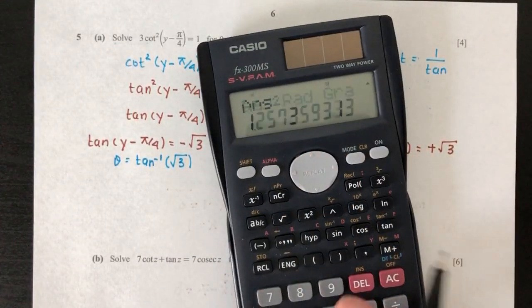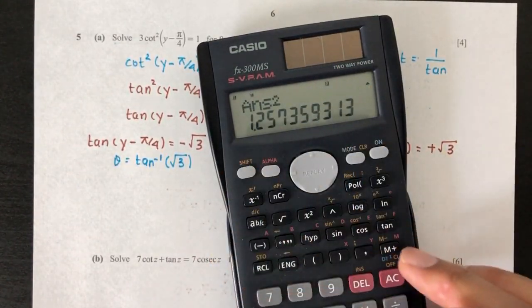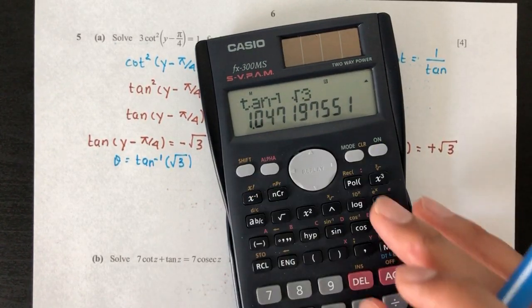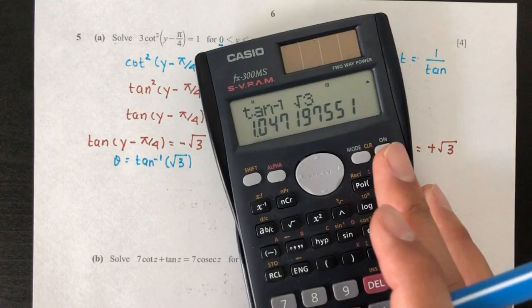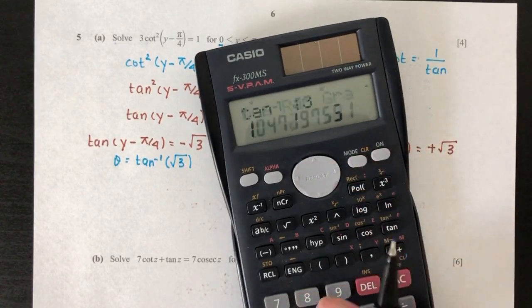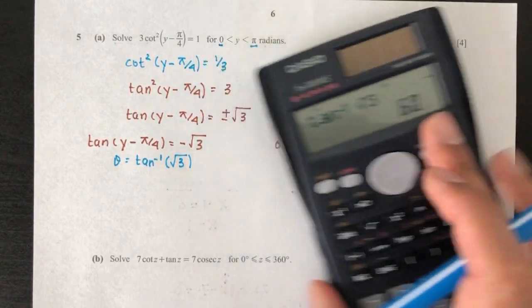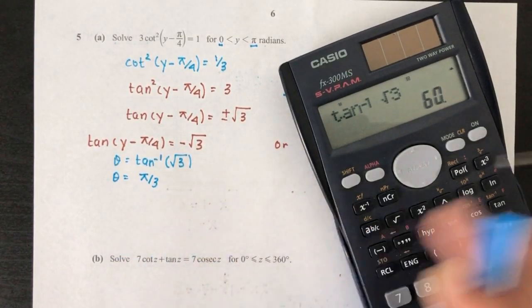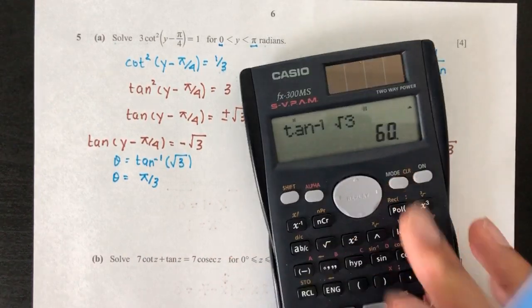So we have to use radians. So tan inverse of root 3. I think that will be an exact value if you have a different calculator, but we can try to find this in degrees first. That will be 60, which means theta is pi by 3. But you have to give your answer in radians, of course.